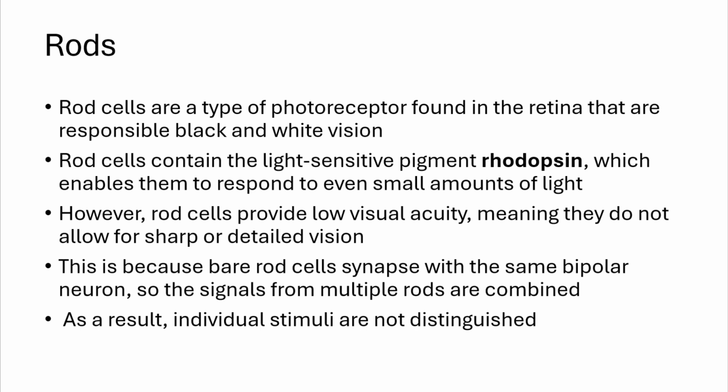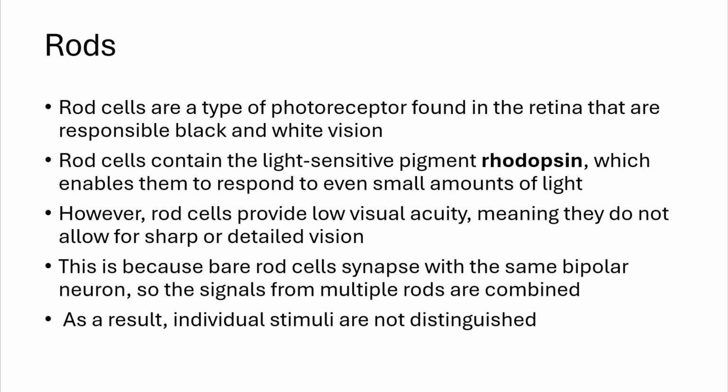This is because several rod cells synapse with the same bipolar neuron, so the signals from multiple rods are combined. What that means is that the same sensory neuron is connected to hundreds of rod cells. It's not a nice one-to-one connection between the rod cell and the neuron. It means that one neuron has to cover all the rod cells. So that's why it has a low visual acuity. It's not as specific.